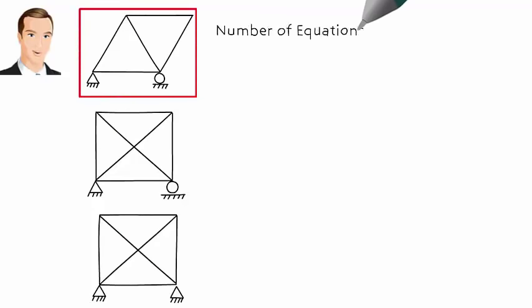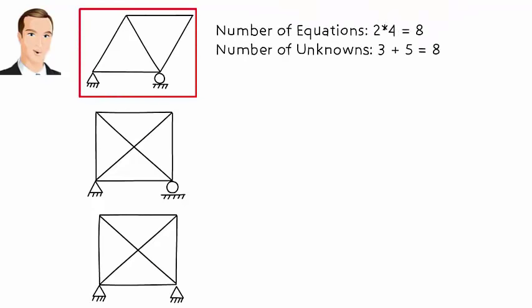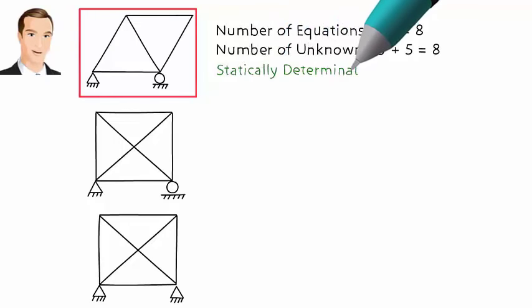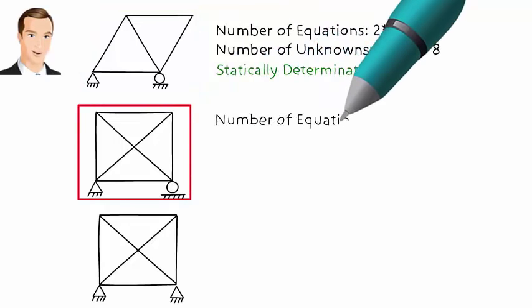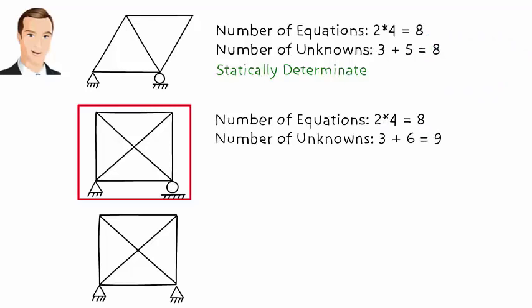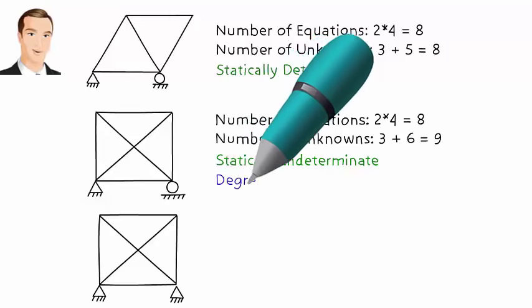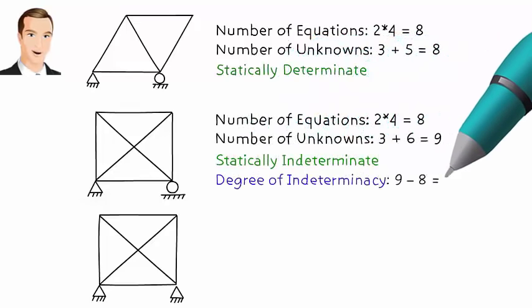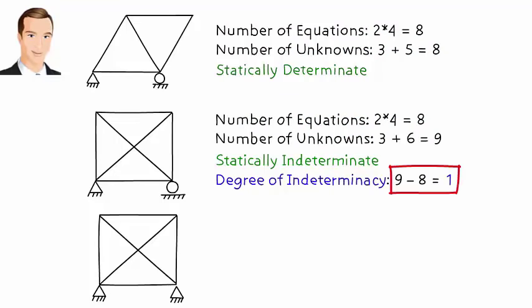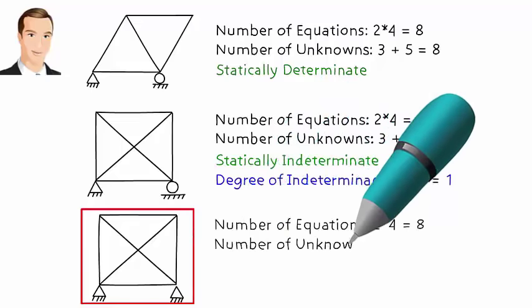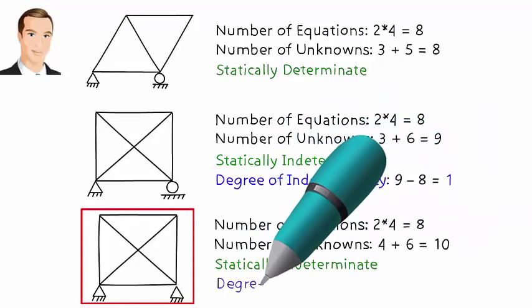This one is statically determinate, as the number of equilibrium equations equals the number of unknown forces. This truss has 8 equilibrium equations and 9 unknowns, so it is indeterminate. We refer to the difference between the two numbers as the degree of indeterminacy of the truss. So in this case, the degree of indeterminacy is 1. This means if we remove one of the unknown forces, the truss becomes statically determinate. This truss is statically indeterminate, and its degree of indeterminacy is 2.